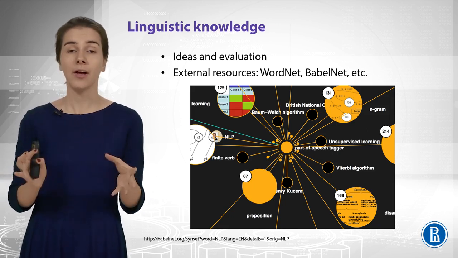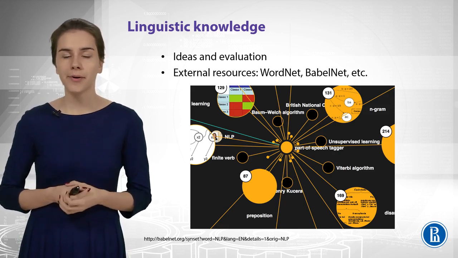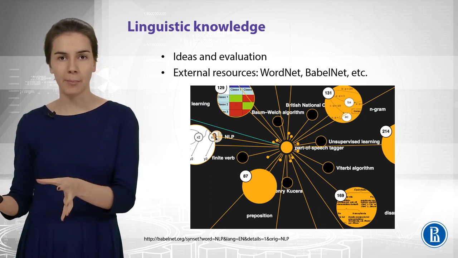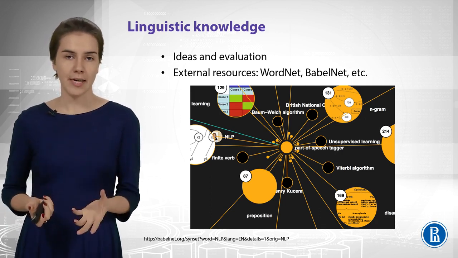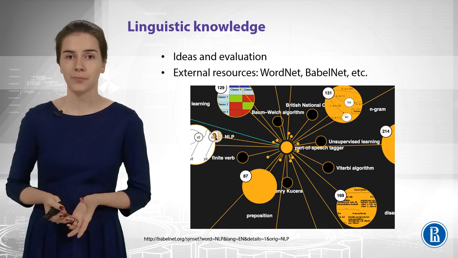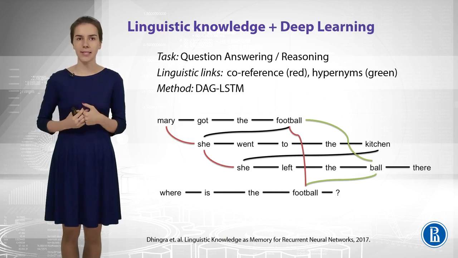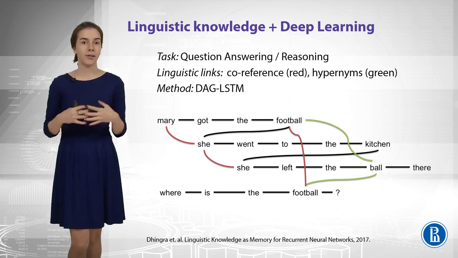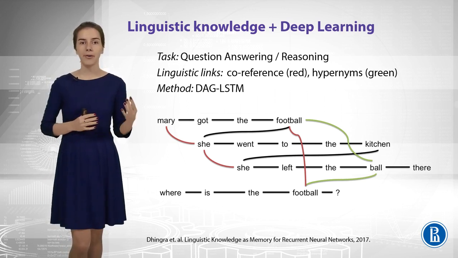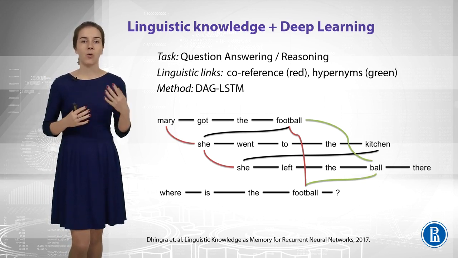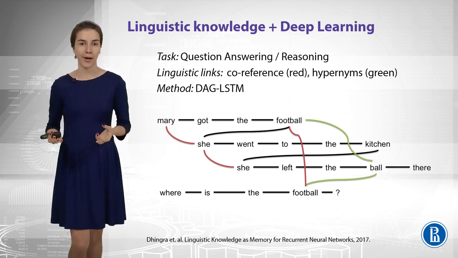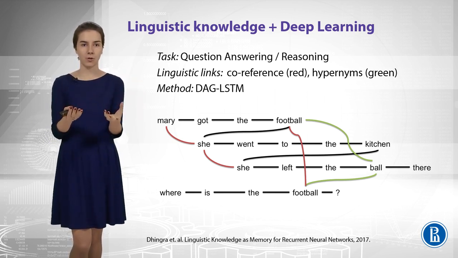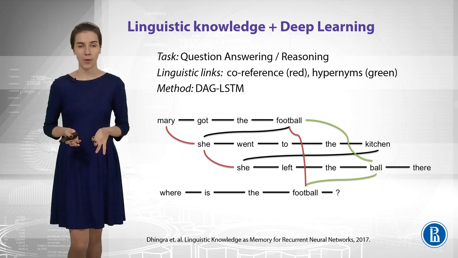So the takeaway from this slide would be to remember that there are some extrinsic resources that can be nicely used in our applications. For example, how can they be used? This is a rather complicated task. It is called reasoning, and it says that there is some story in a natural language. For example, Mary got the football, she went to the kitchen, she left the ball there. Okay? So we have some story. And now we have a question after this story. Where is the football now?